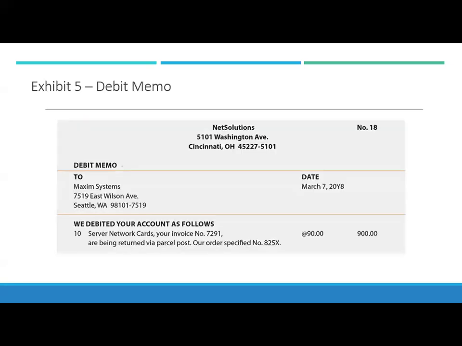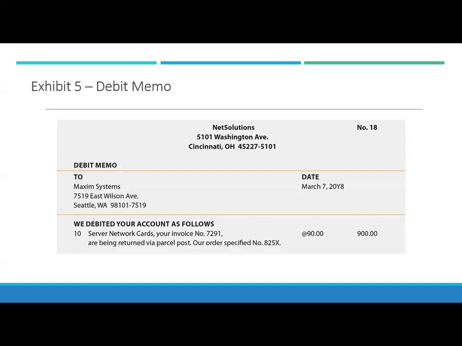This is an example of a debit memo. Basically, they sent this and it says, hey, your network cards, this particular invoice at $90 a unit, there were 10 of them that were defective. And so we're not going to pay for $900 of this invoice.